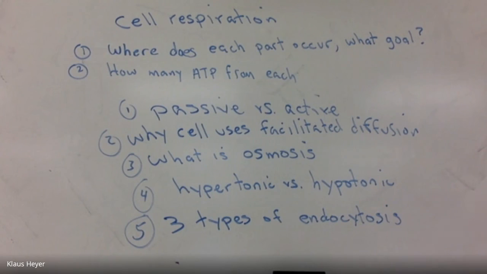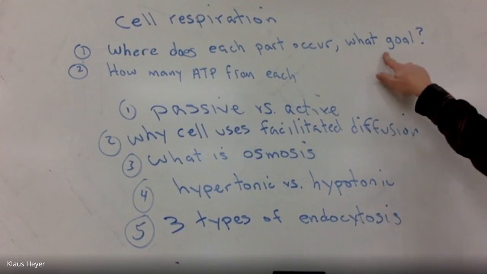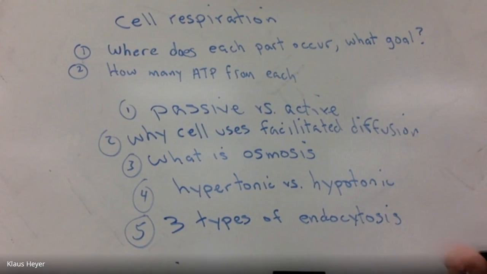Glycolysis, you're trying to make glucose smaller, get it ready for the Krebs cycle. The Krebs cycle is going to harvest the electrons. Electron transport chain, that's the part that makes all the ATP. Or you could answer it in many ways. You could say to create a proton gradient, or to use the electrons from the Krebs cycle. There are lots of answers. I'm making it a broad question, like what's the goal?